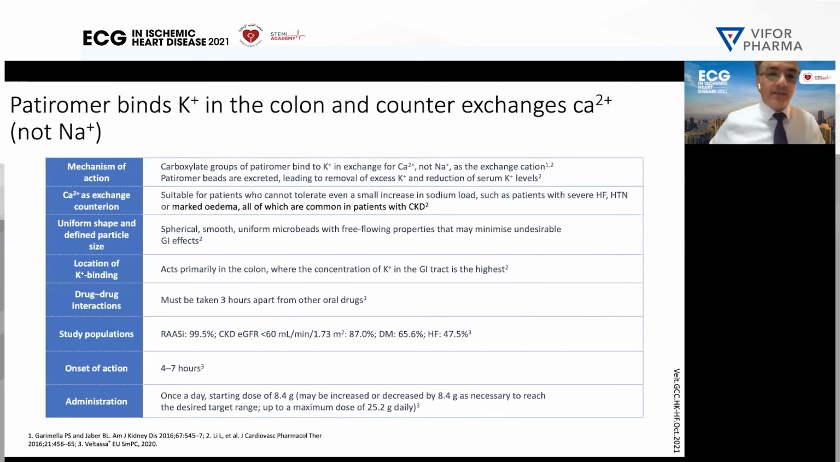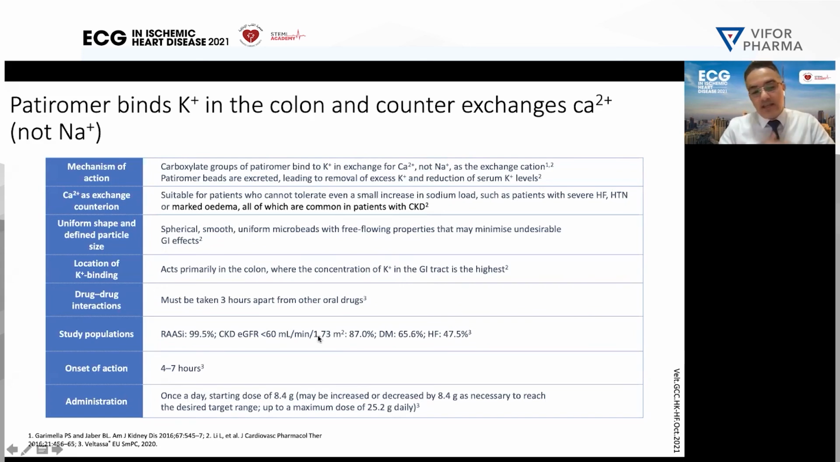Okay, patiromer is a binder for potassium. The carboxylated groups of patiromer bind to the potassium in exchange for the calcium, not for the sodium, and this is very important. The beads of patiromer are excreted, leading to removal of excess potassium and reduction in the serum potassium levels. It's spherical, smooth, uniform microbeads with free-flowing properties. It works at the distal colon. It must be taken separated from other drugs by 3 hours.